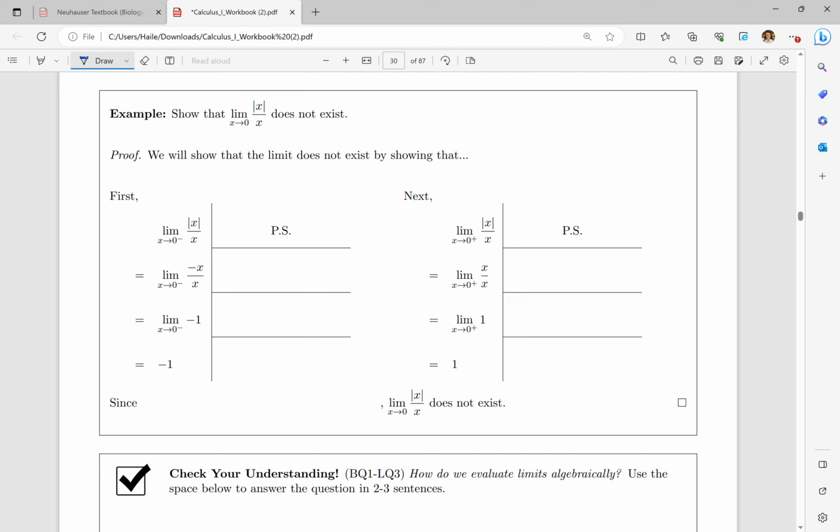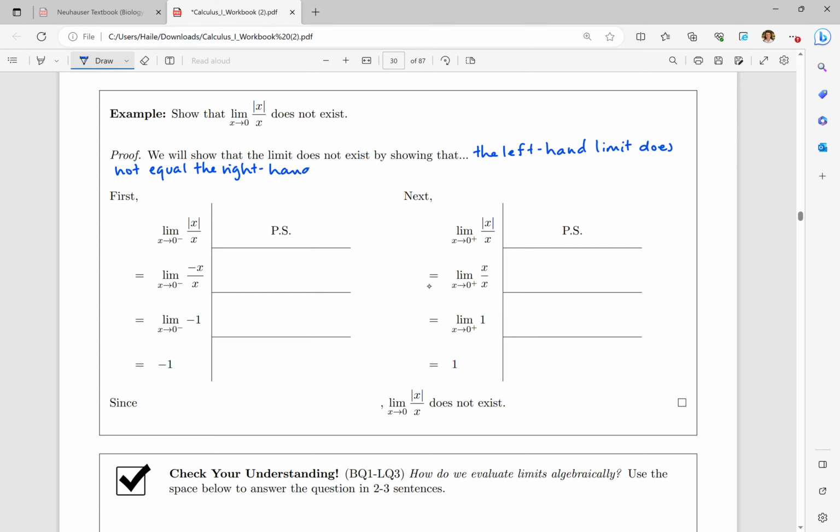Okay, so we will show that the limit does not exist by showing that. So when we show our work for a proof, usually we start by saying what we're going to do. Okay, so first we're going to show that the limit does not exist by showing that the left-hand limit does not equal the right-hand limit.